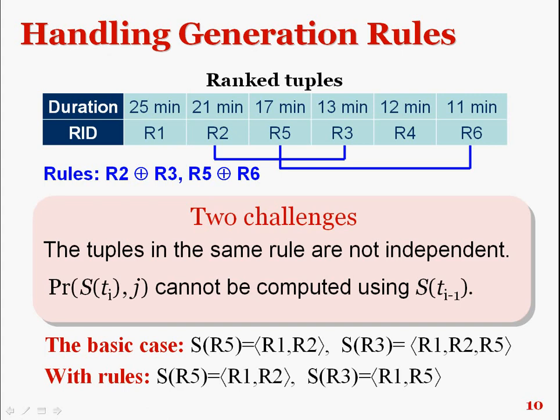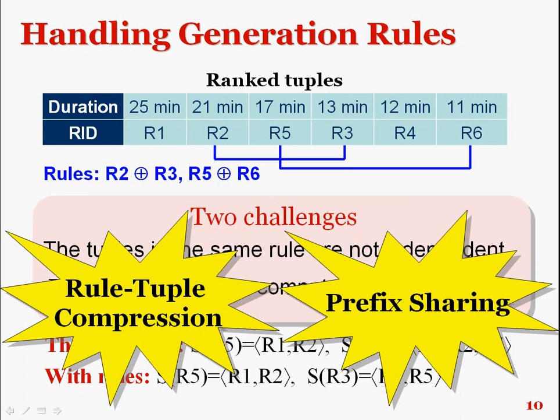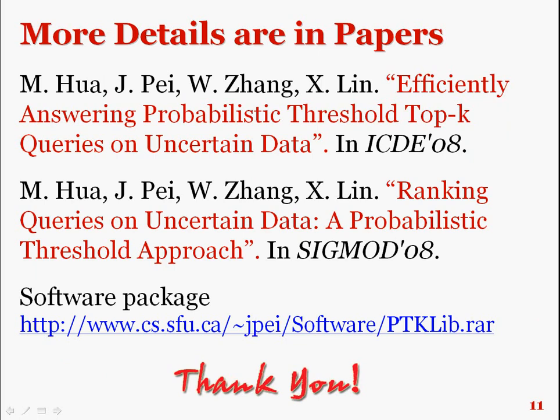We propose two techniques to tackle the challenges. The first technique is rule tuple compression. The core idea is to consider the tuples from the same rule in the dominant set as a virtual tuple. The second technique is prefix sharing, which reorders the tuples in the dominant sets so that more sharing can be explored when we compute the probability for different dominant sets.